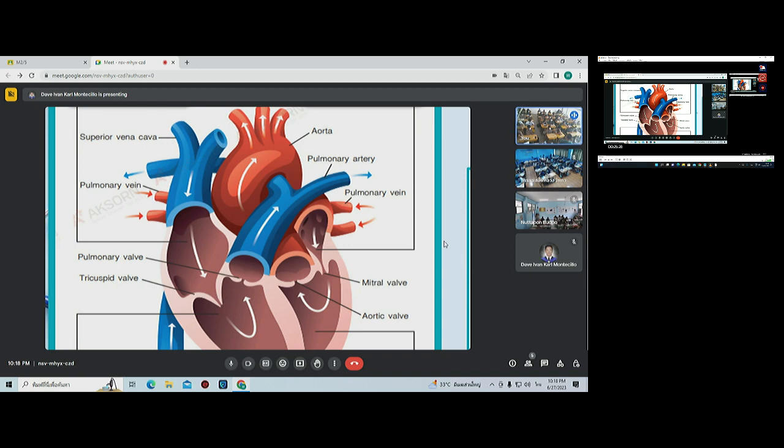Okay, that is how blood circulates, moving in the heart. So that is very important, because oxygenated and deoxygenated blood will not mix. That's why we have four chambers, so it will not be mixed.